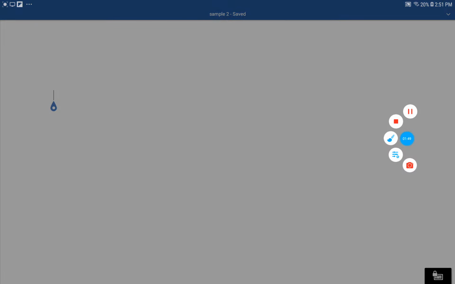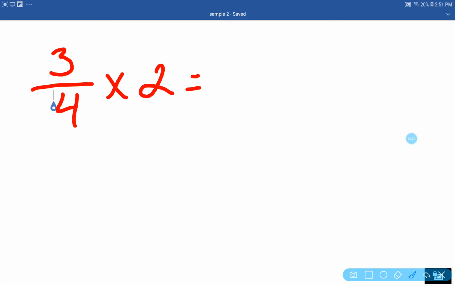Now let's look at an example where we have a fraction times a whole number. So, if we have 3/4 times 2, what we have to do is rewrite this problem first of all. So we're going to have 3/4.